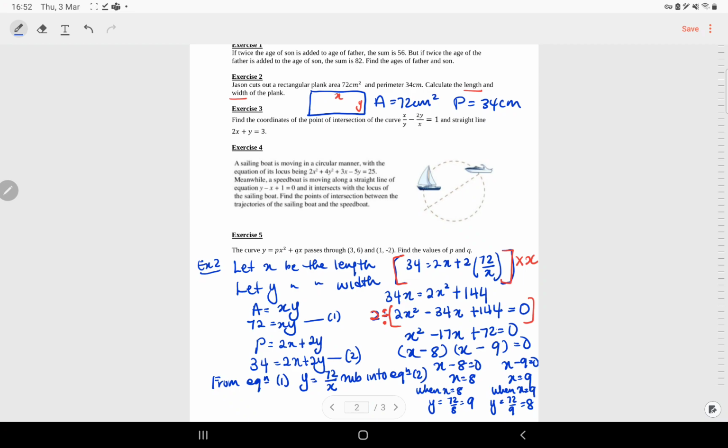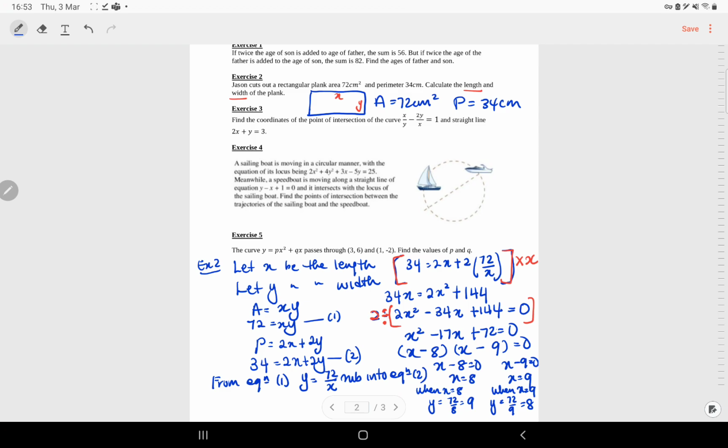Alright, so given a word problem, you need to first understand what the question wants. What is it asking you to do or to solve, and always look at the information given. What is it that you want to solve? In this case, we have two unknowns, so you know that you need two equations. If you need two equations, you need two pieces of information.